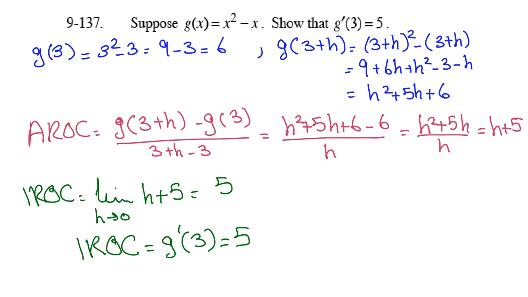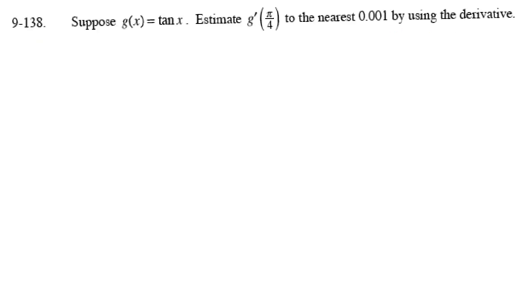And now it's time for us to move to the last question, which is 138. But after that we have a kind of exit ticket. So just stay with me. We'll move on to question 138, and you want to find the derivative of g at pi over 4. So the same dilemma with trying to do your AROC and your IROC.